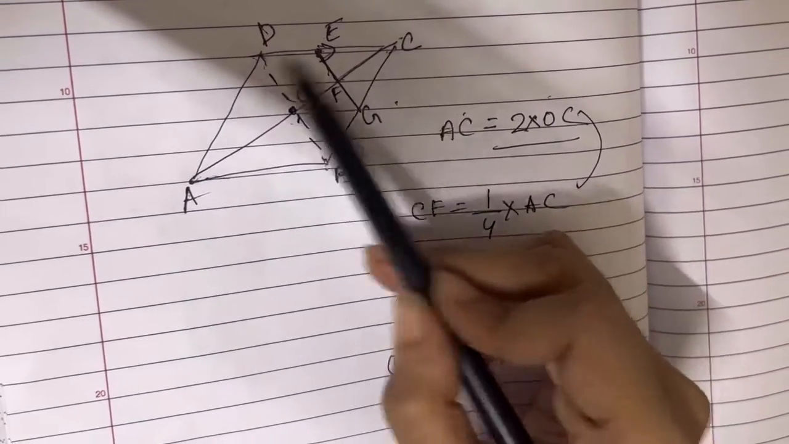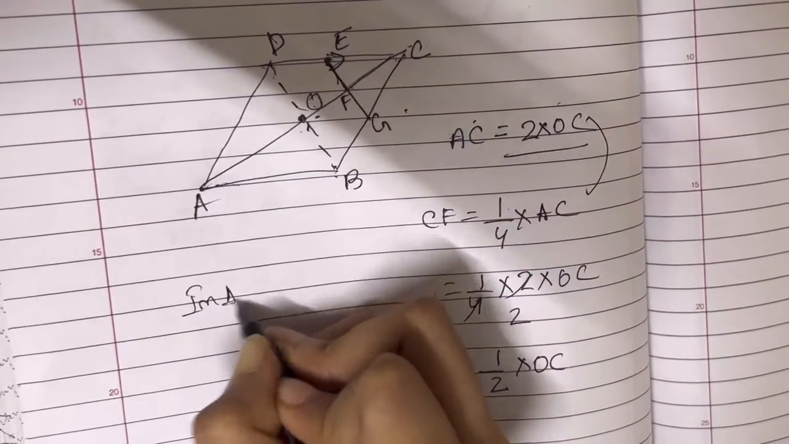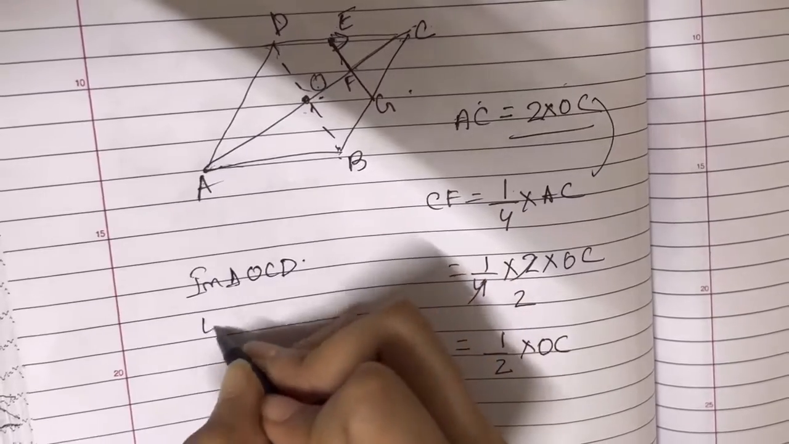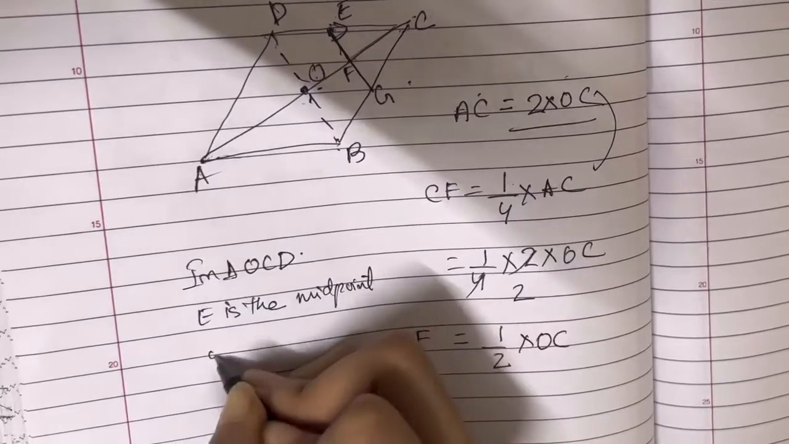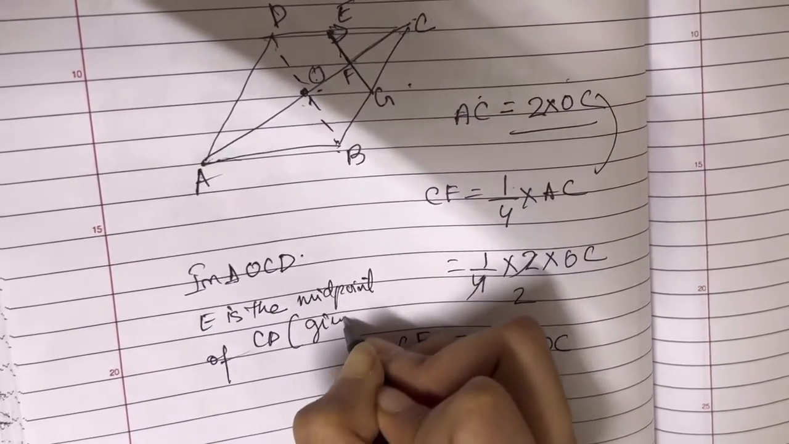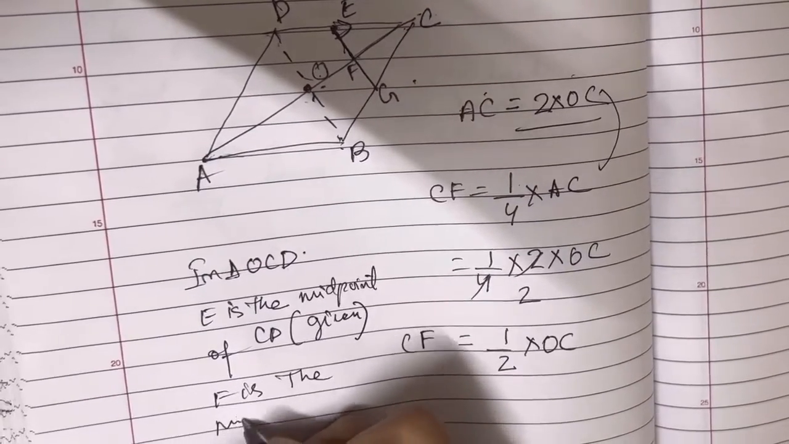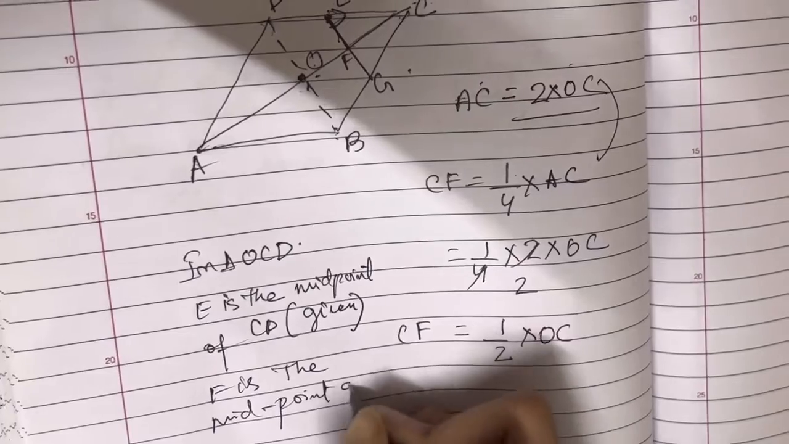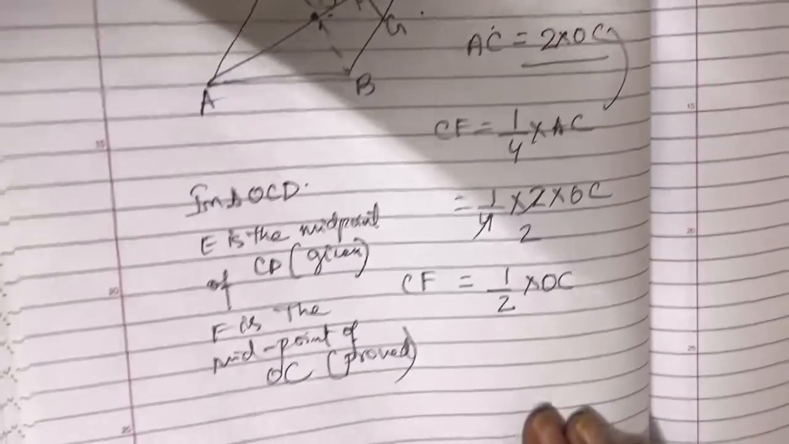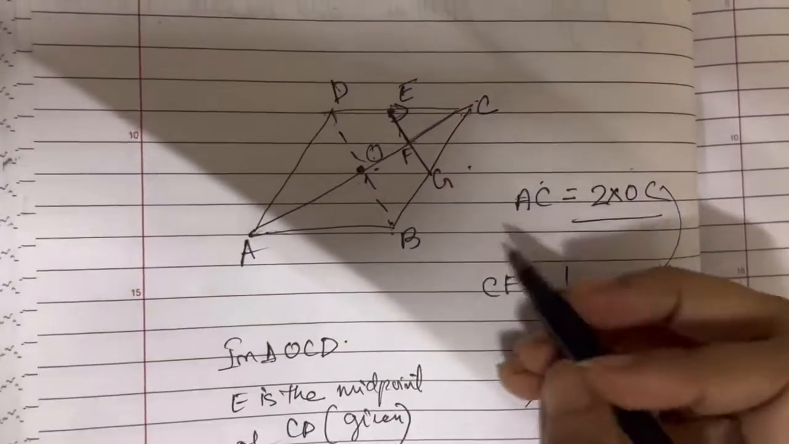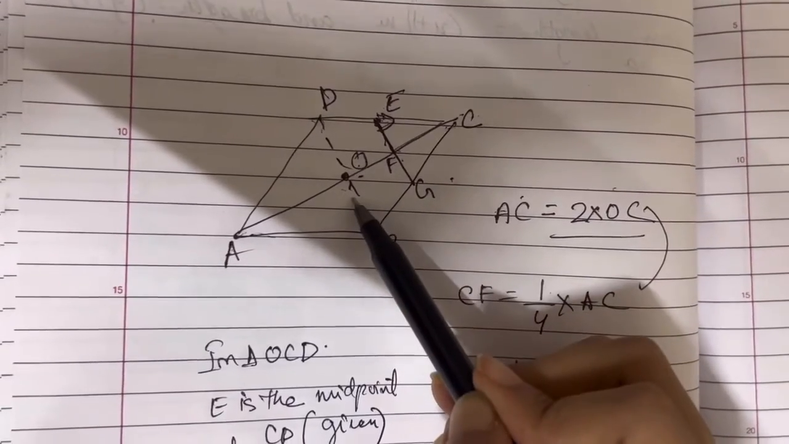So, if you focus on this triangle OCD, in triangle OCD, E is the midpoint of CD, which is given. Again, F is the midpoint of OC, proved. So, according to the midpoint theorem, we can say that this line EF will be parallel to OD, DO.